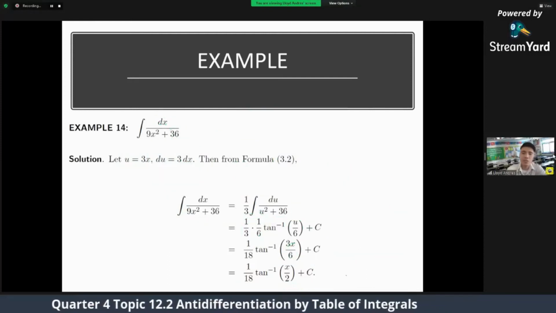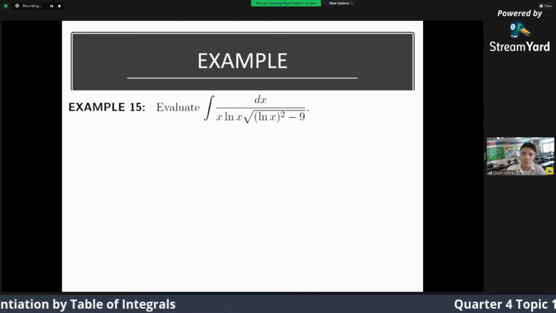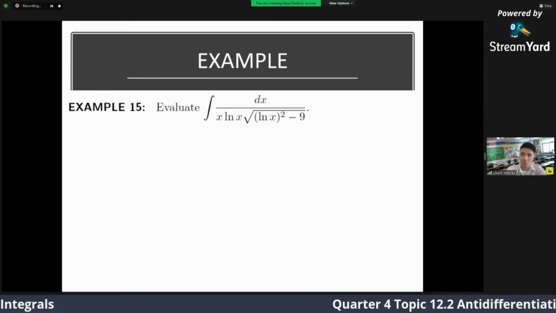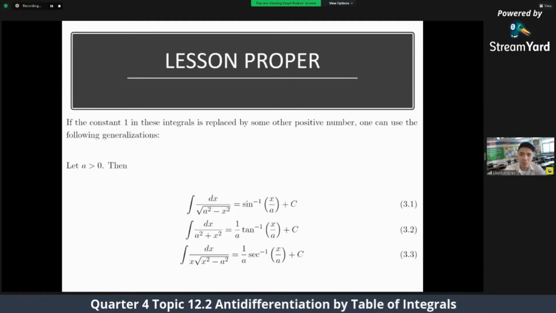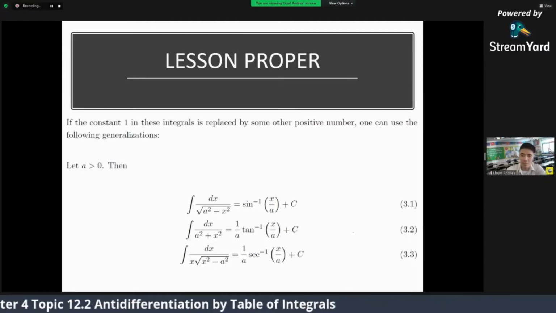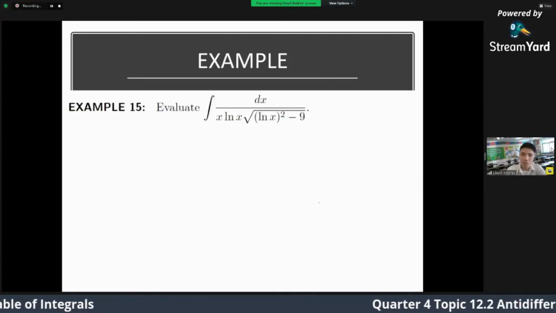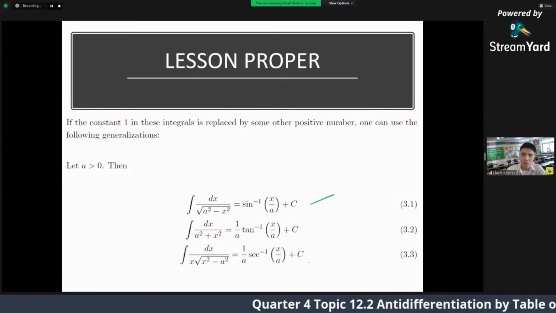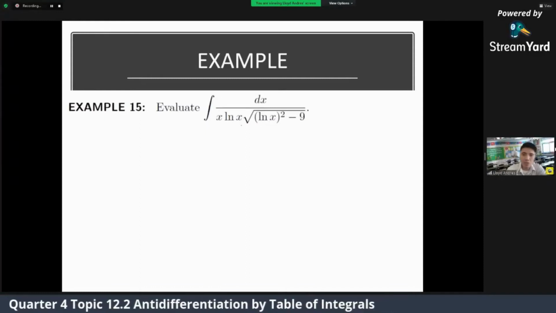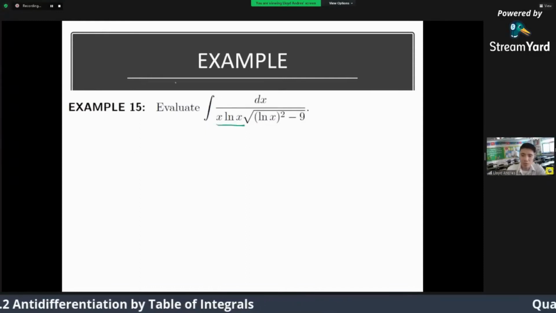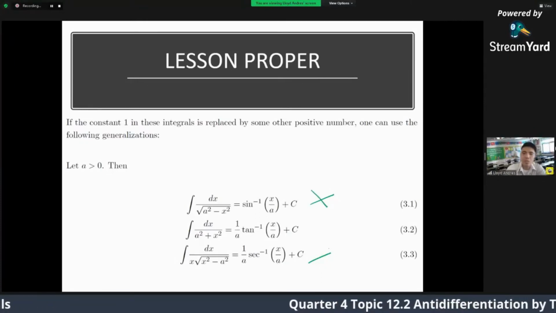Next is example 15. This one. So we are asked to evaluate kani nga medyo complicated. Kung tanaw na to, asa kaya ni siya banda? Nasa square root. So, duhara. It's either 3.1 or 3.3. Pero, naaman siya expression nga nasa labas sa square root. So, most probably, dili siya si 3.1. Naa siya sa 3.3. So, in the form 3.3.